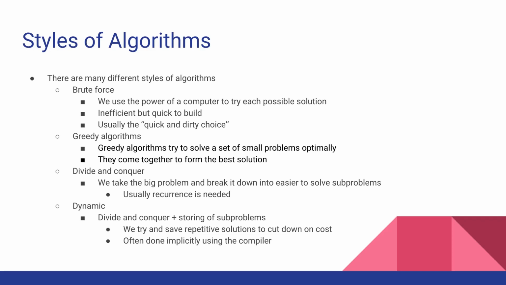So in that same way, greedy algorithms say that, well, the smaller solutions to each of the subproblems that we break the bigger problem into, if we optimally solve all the subproblems, we'll come up with the best solution for the big problem. Divide and conquer algorithms basically say that, well, we have one big problem, let's break that problem into smaller bite-sized chunks that we can actually solve.